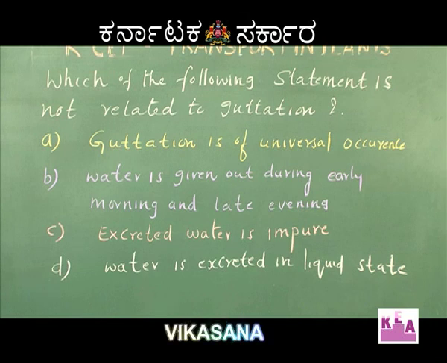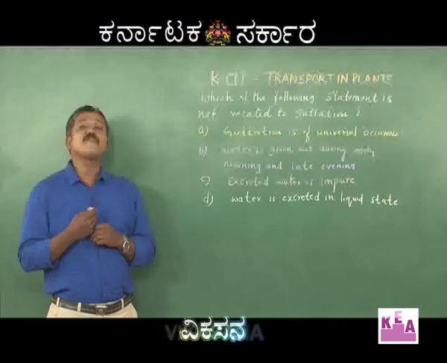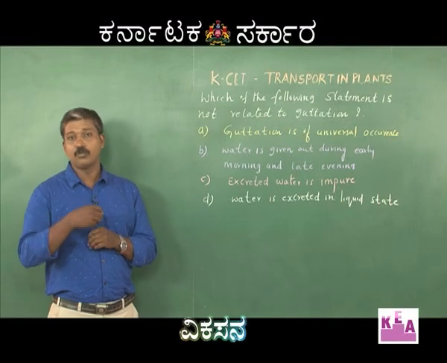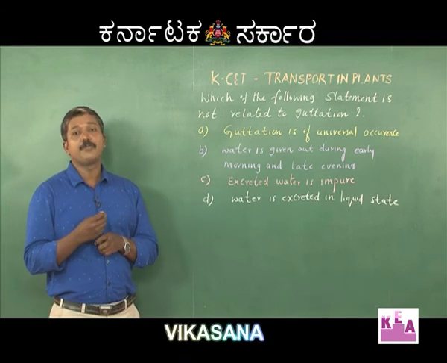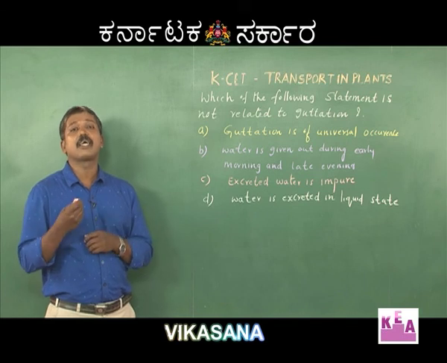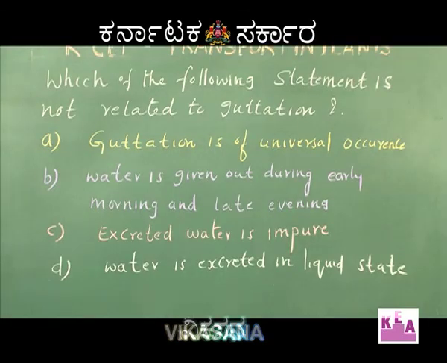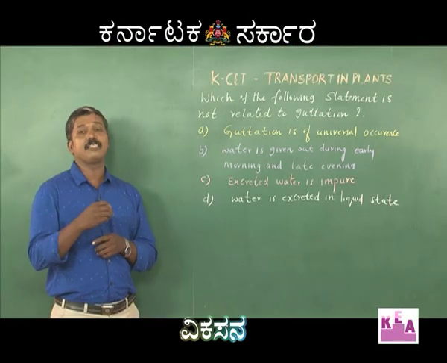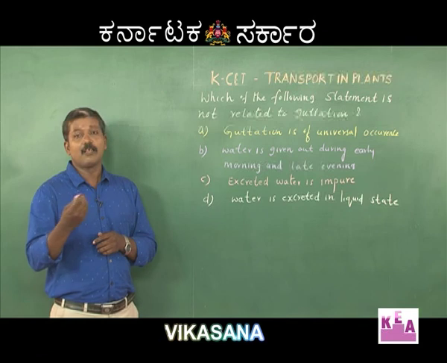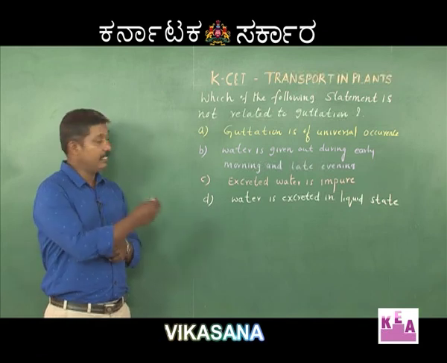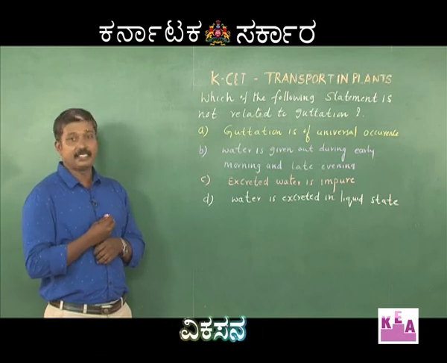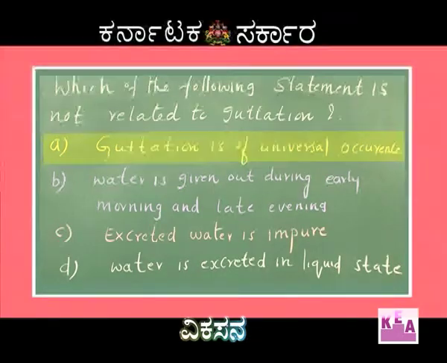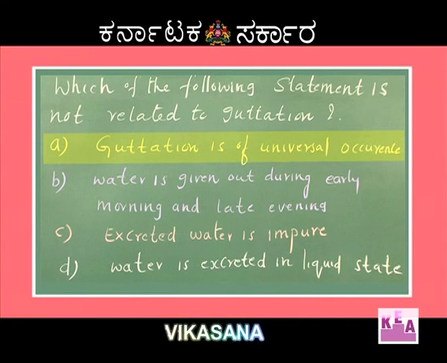Excreted water is impure. As the loss of water occurs through the surfaces and endings, this water is impure as it contains organic and inorganic solutes. The fourth one, water is excreted in liquid state. Unlike in transpiration, where water is lost in the form of vapor, here it is in the form of liquid state. Hence the correct option is guttation is of universal occurrence.